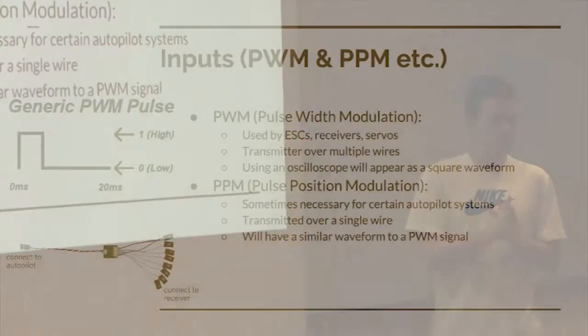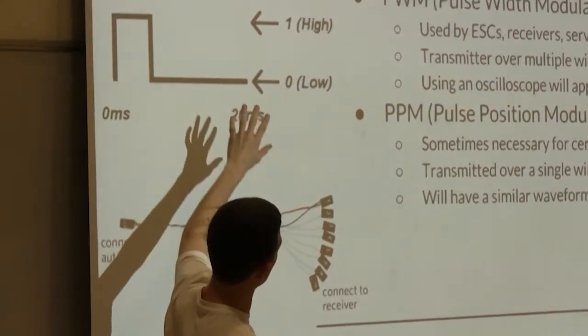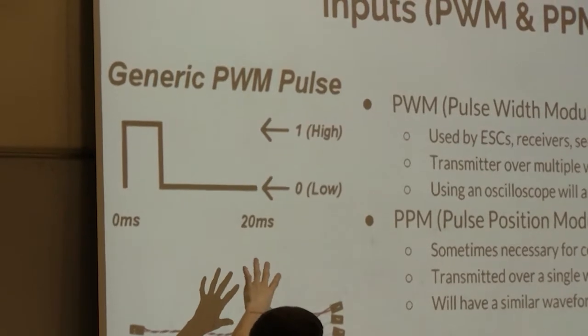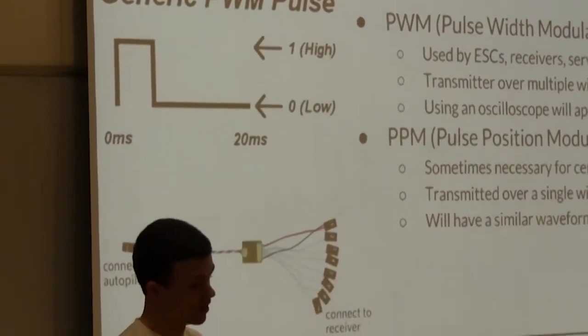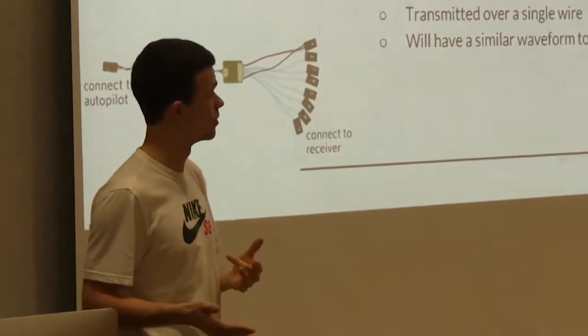So we mentioned PWM and PPM signals. These are what the ESCs are expecting to run the motors. If you hook up an O-scope to the signal wire and the ground, you'll see a waveform like this, and you can tell that you're getting a signal from that.